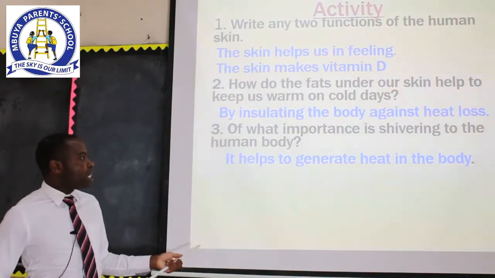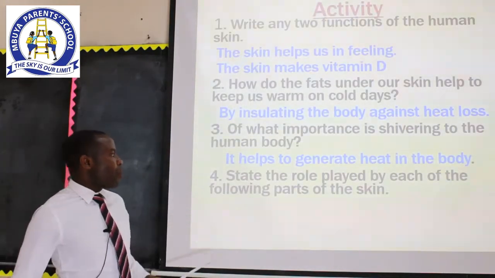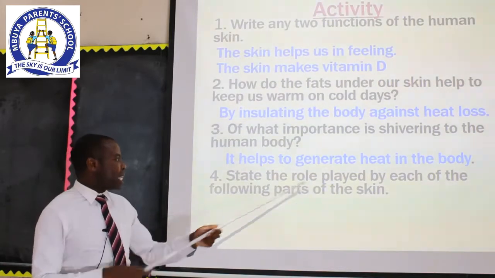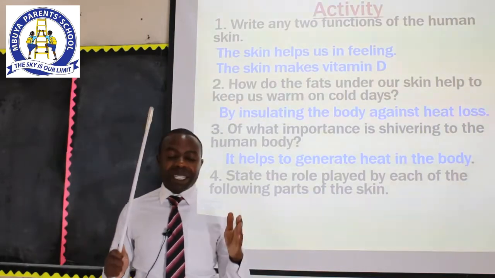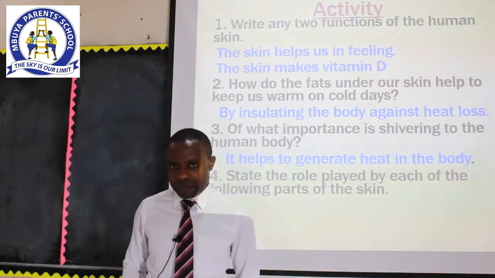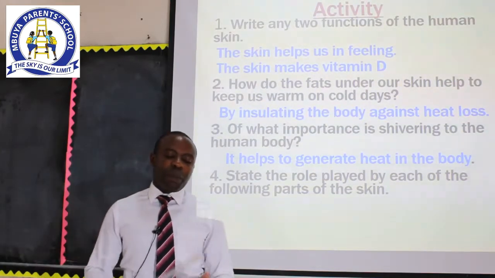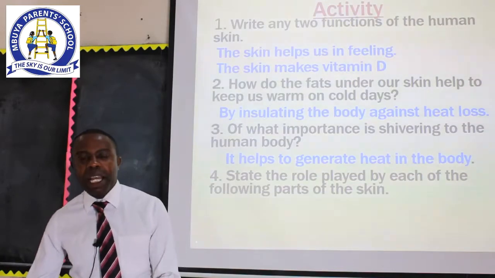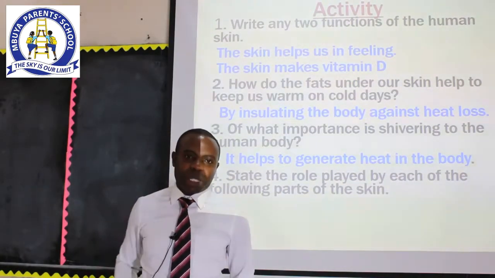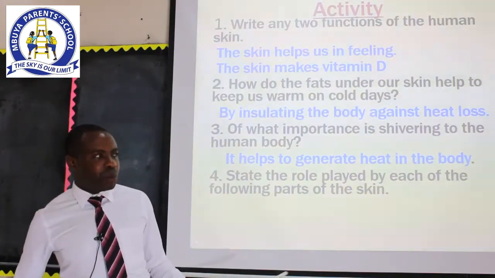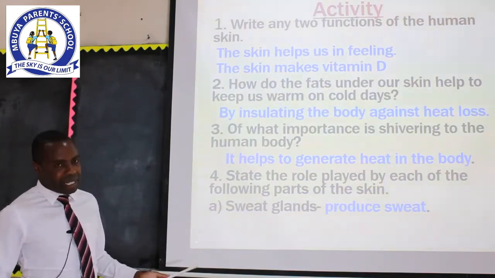We had question 4, and question 4 was state the role played by each of the following parts of the skin. As I told you, by now I know you must be knowing all the parts of the skin. And I expect you as a candidate to be having your book, to be able to name all the parts of the human skin, label them on the diagram, and even identify the function of each part on the human skin. But we are required to give the functions of sweat glands.